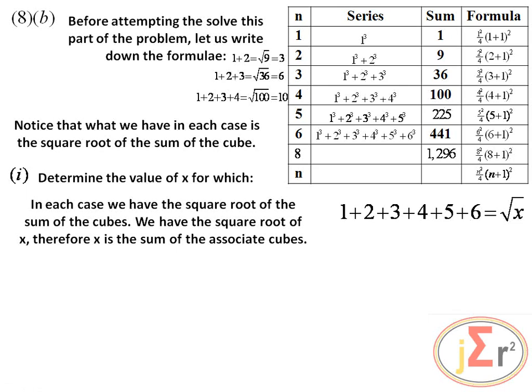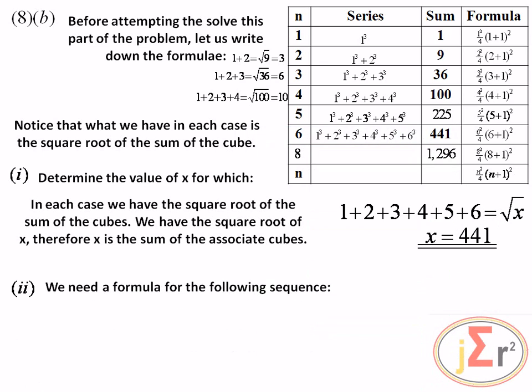Therefore, x is the sum of the associated cubes, as we said before. So we have the sum of cubes, as we have it right here. 21 is the square root of the associated sum of cubes. So x will be the associated sum of cubes. The associated sum of cubes for this series will be what? 441. Right. So x is equal to 441.